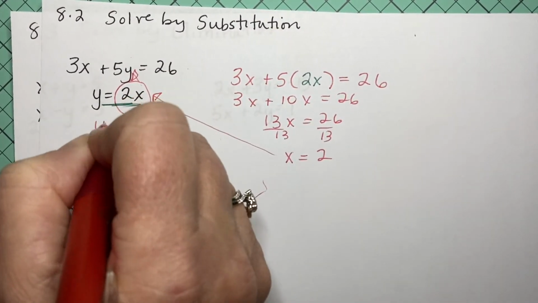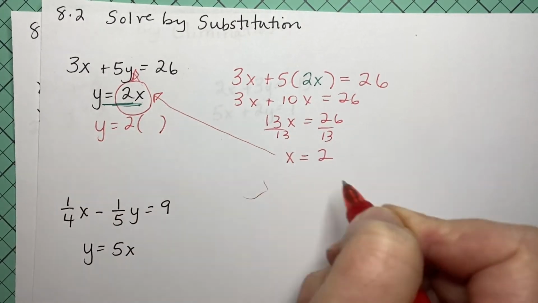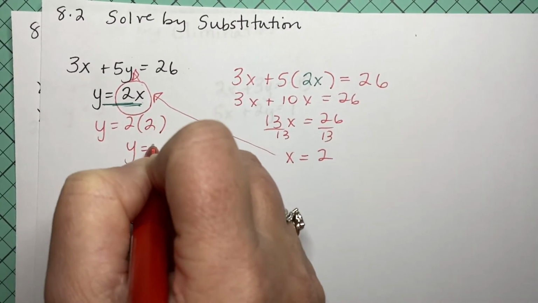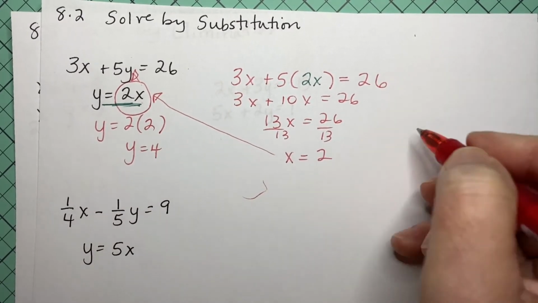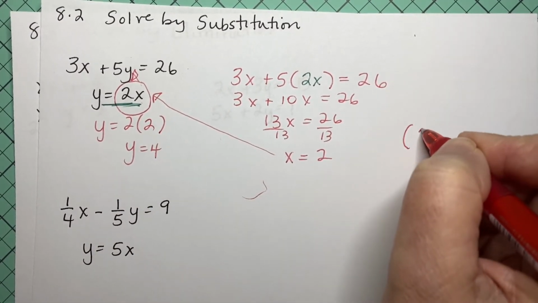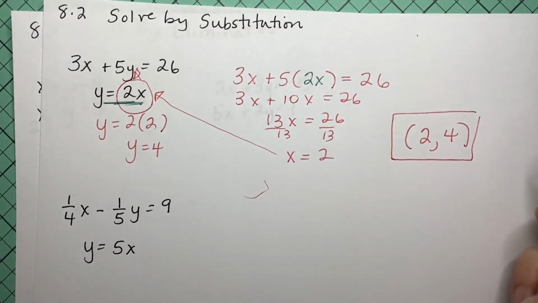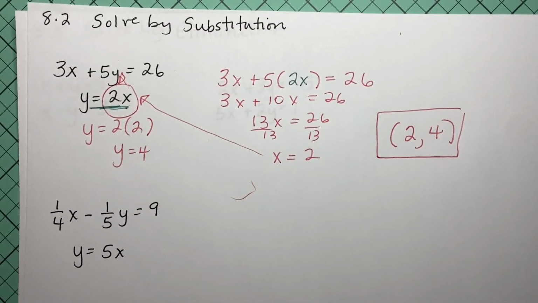So we end up with y equals 2 times x. Now we know x is 2, so y equals 4. Remember, your answer is an ordered pair, and an ordered pair always goes x, y. So (2, 4) is your answer.